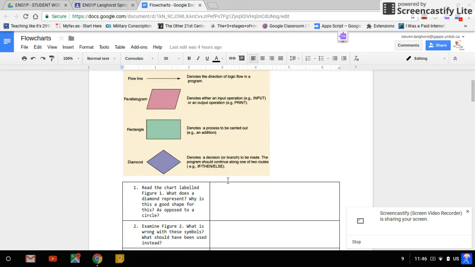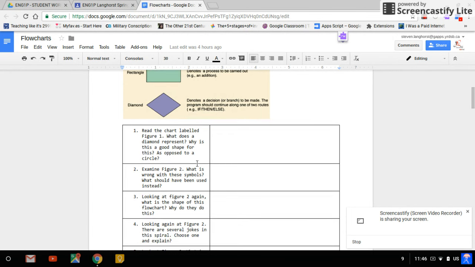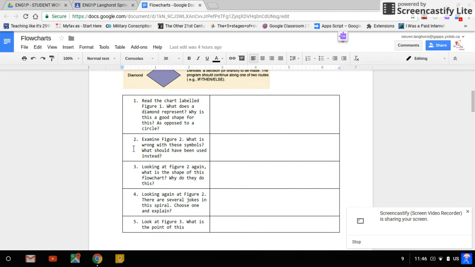This one here is probably the most useful, most important. This is the decision box, and in fact, that's the one that I focus on here. In this question here, what does a diamond represent? Why is it a good shape for this, as opposed to, say, a circle? So read this over, look at the image itself, and think about how in a flowchart, if an arrow comes in the top, why is this shape good for what it's used for?